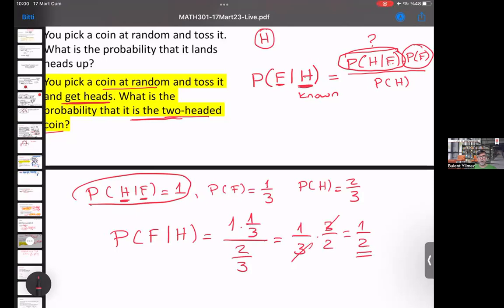Hocam, can I ask a question? Sure, please. Hocam, can you tell again how we find the 2/3 on the probability of heads?